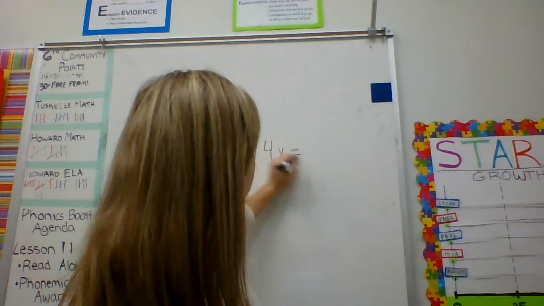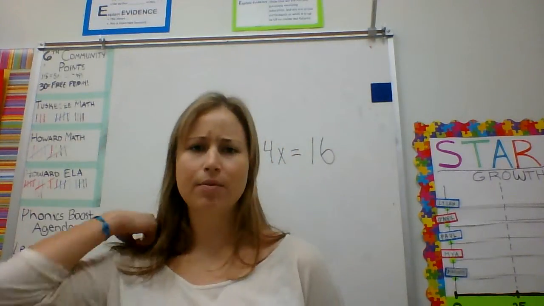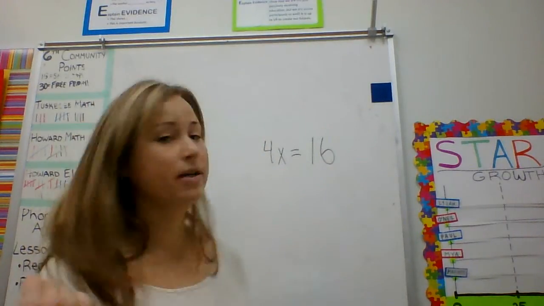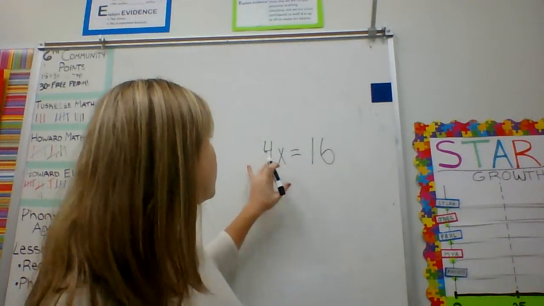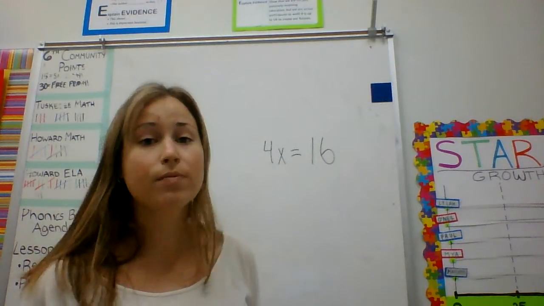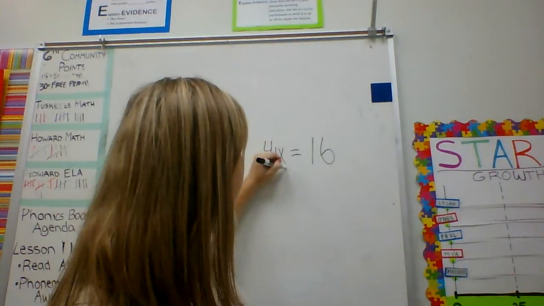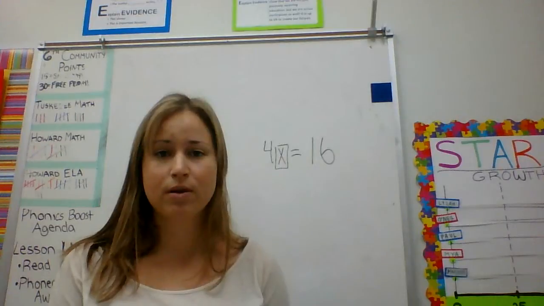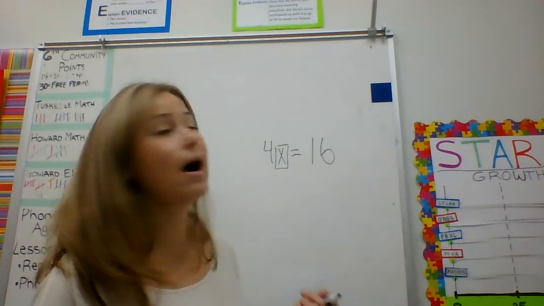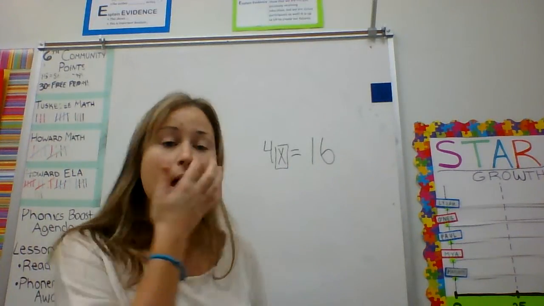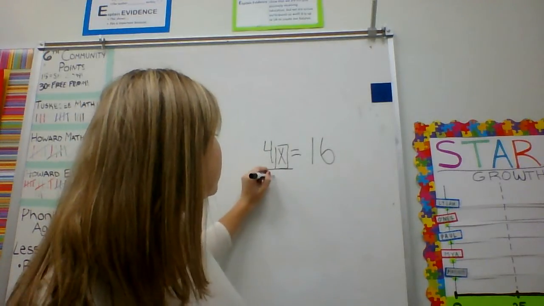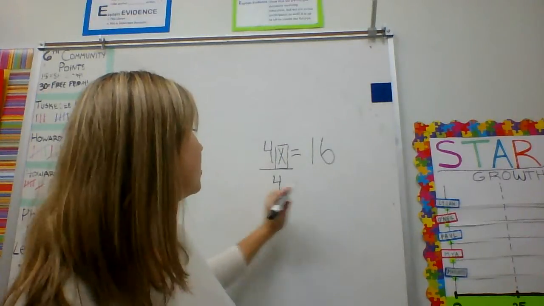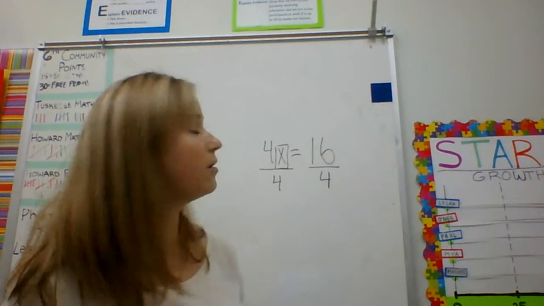4x is equal to 16. Now, I'm looking at this problem and I notice that this is a little bit different. Instead of there being an addition sign or a subtraction sign in between my number and my variable, there's nothing. Anytime a number is right up next to my variable, it means that it's multiplication. So in order to do the opposite of multiplication, or the inverse operation of multiplication, I need to divide. Opposite of multiplication is division. So I'm dividing both sides by 4.